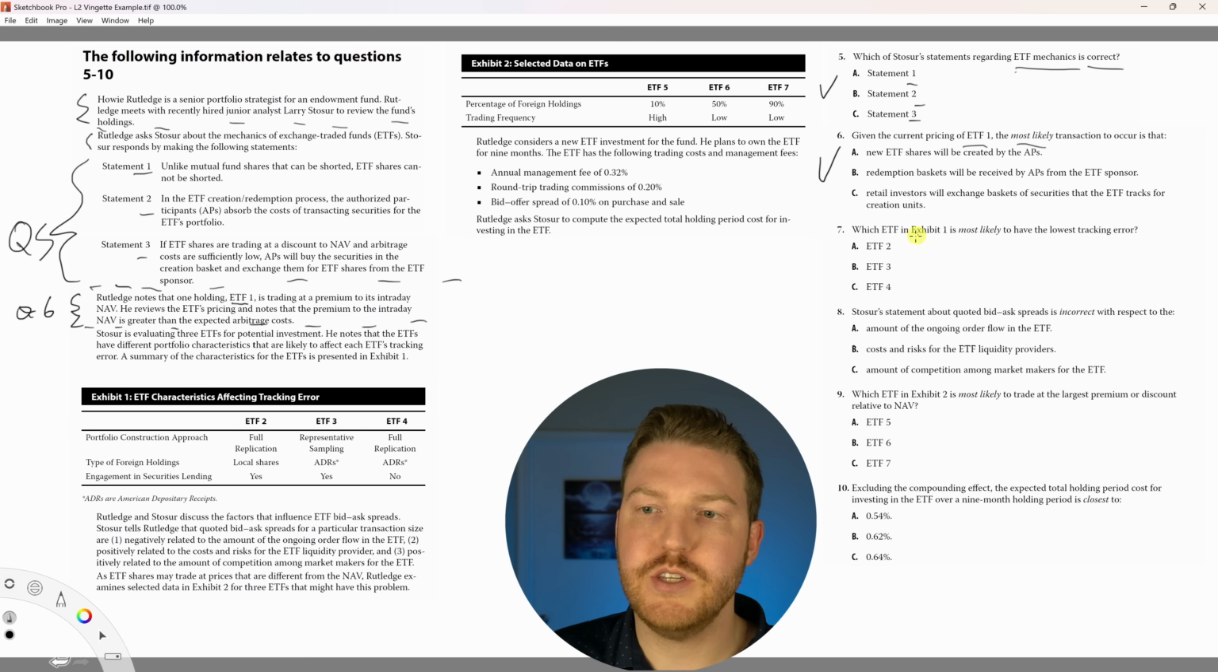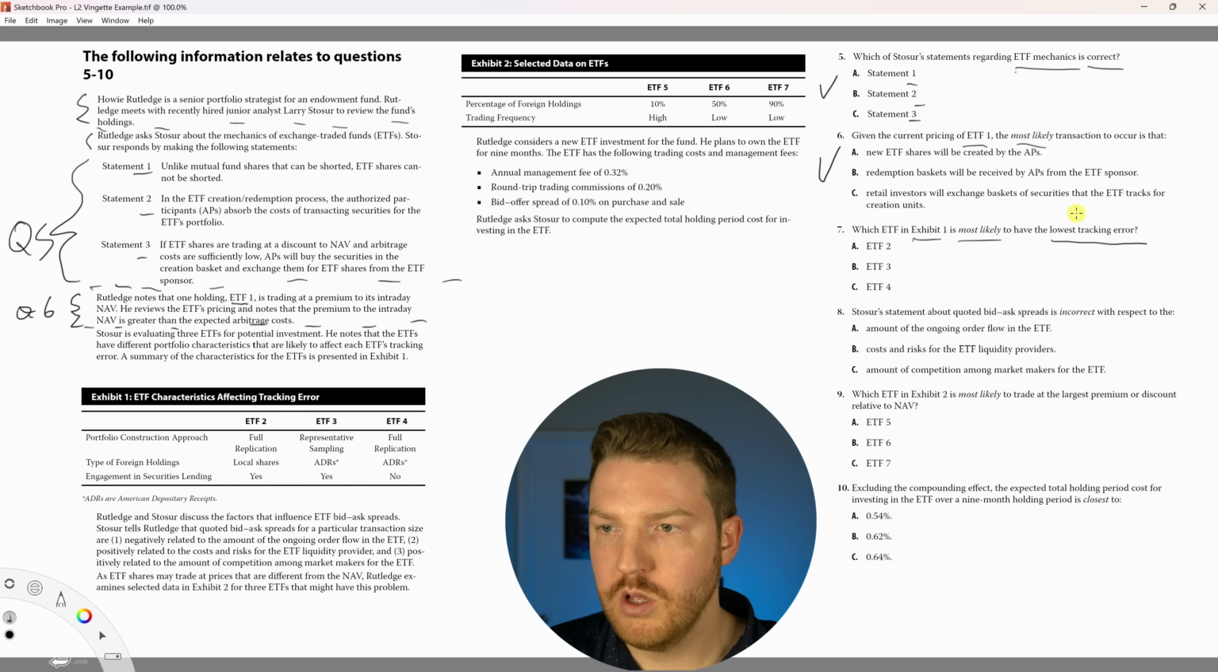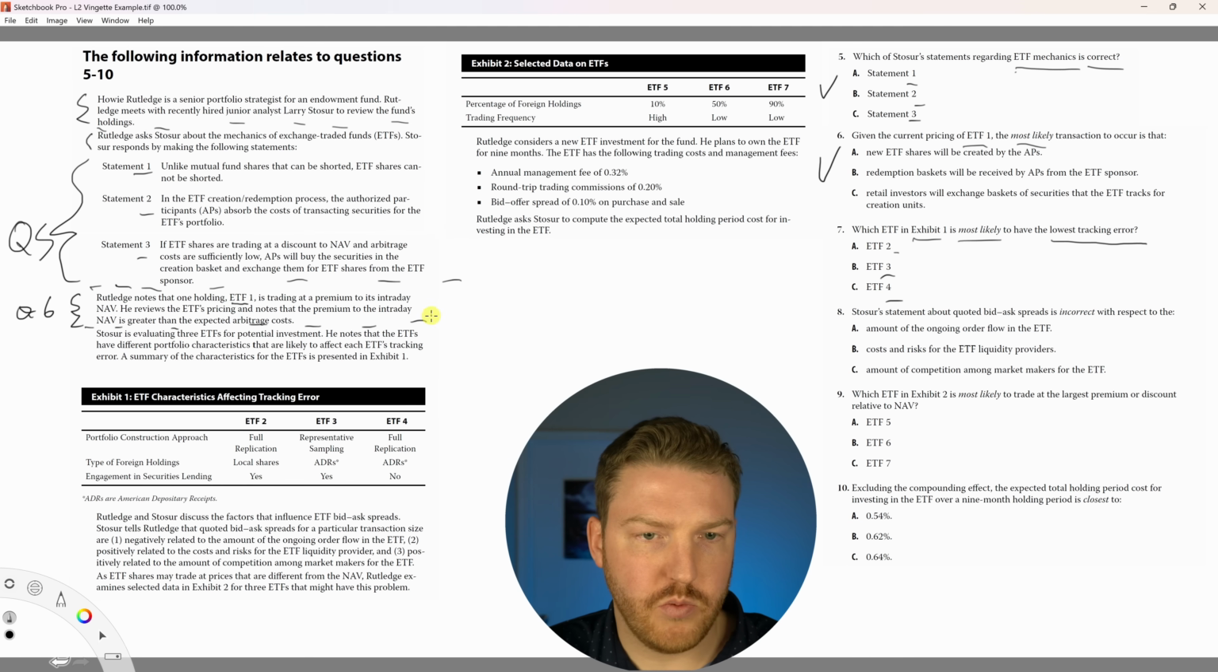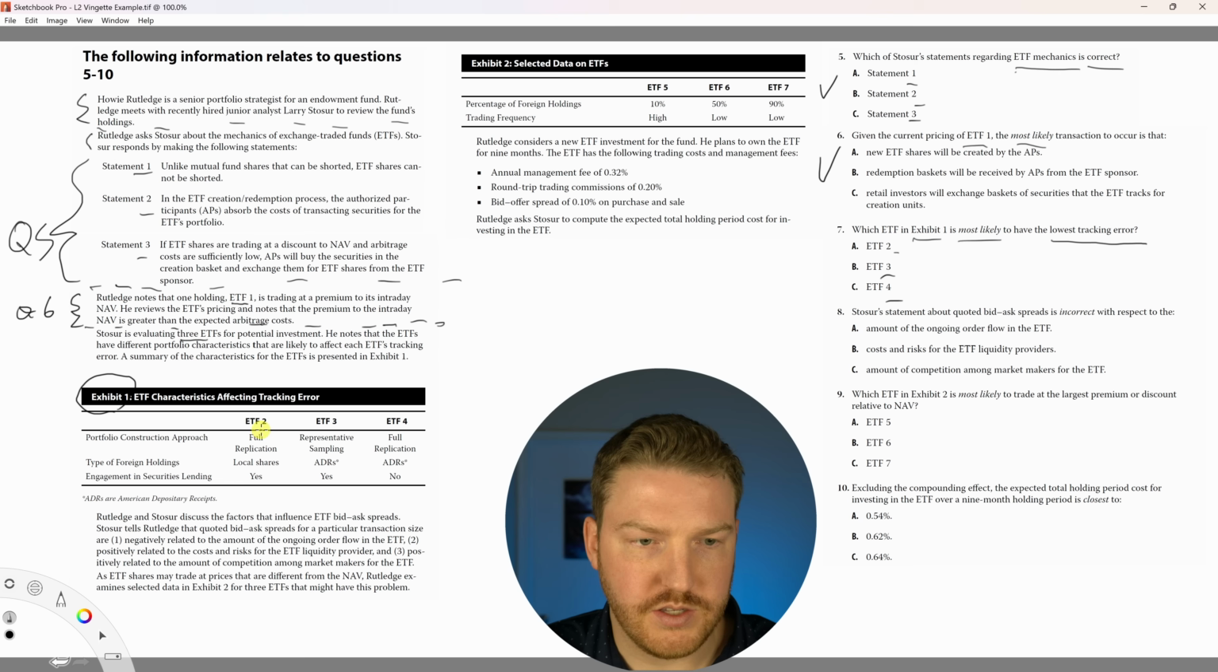Question 7, which ETF in Exhibit 1 is most likely to have the lowest tracking error? So I see Exhibit 1, and then I see my options are ETF 2, 3, and 4. So I'll just start where I left off the last time, which was at this paragraph. Okay, we're evaluating 3 ETFs. That sounds good. Some stuff about these ETFs. I see Exhibit 1 right here, and I see ETF 2, 3, and 4. So I know this is relevant. Now I'll look down here.